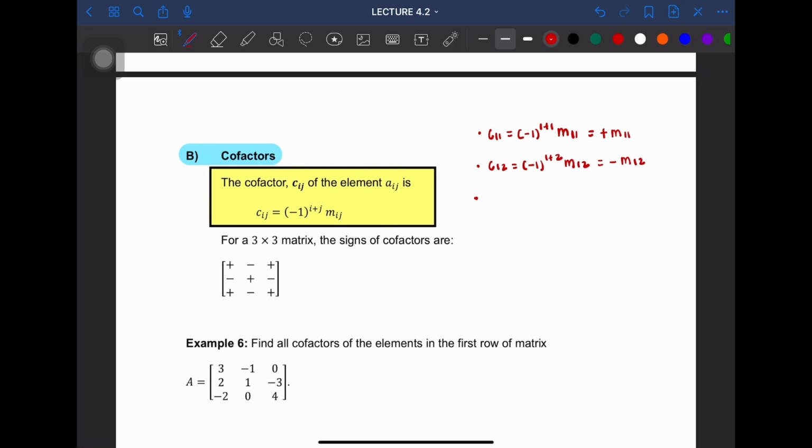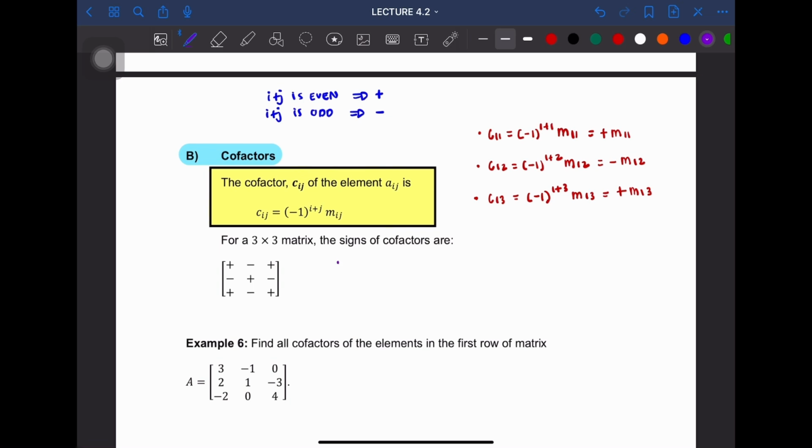And then the last one, let's say we want to find the cofactor C13. It is equal to negative 1 to the power of 1 plus 3, multiplied with M13. Negative 1 to the power of 4 is positive, so we get positive M13. Notice here that if the sum of your row and column is an even number, you're going to get positive. If the sum of your row and column is an odd number, you're going to get negative.